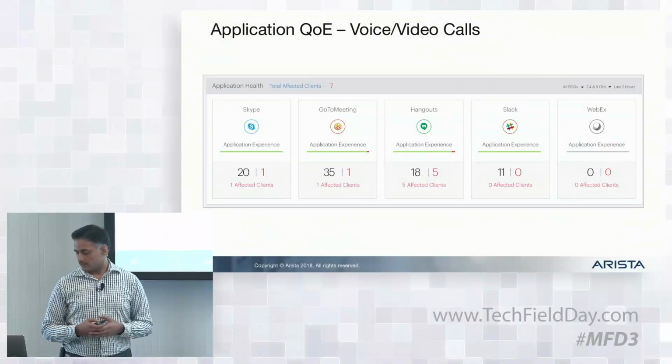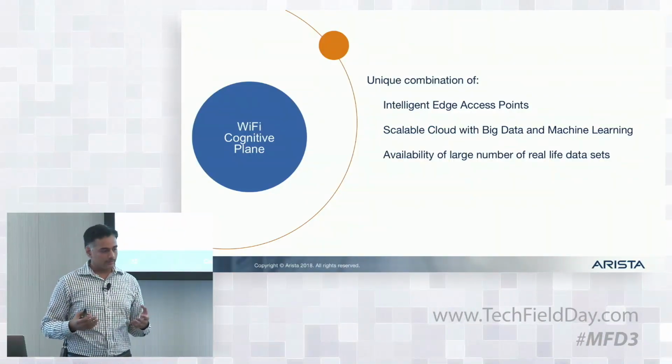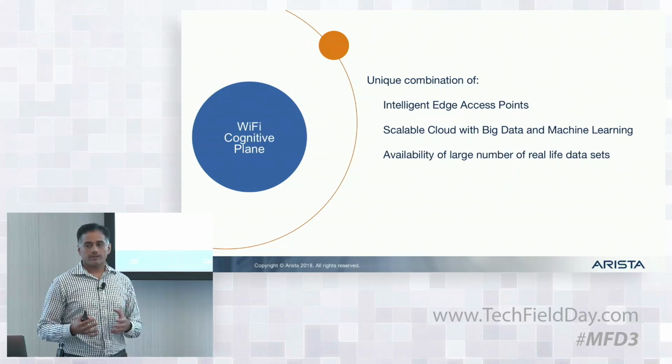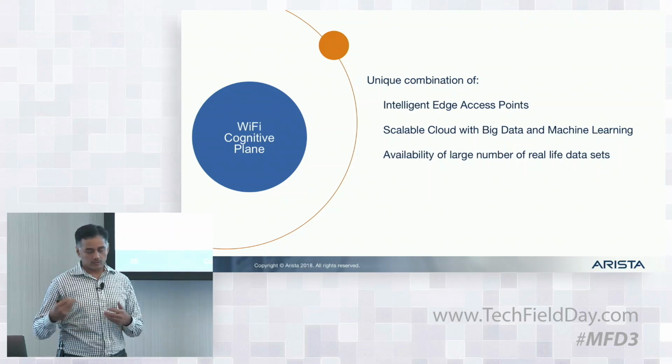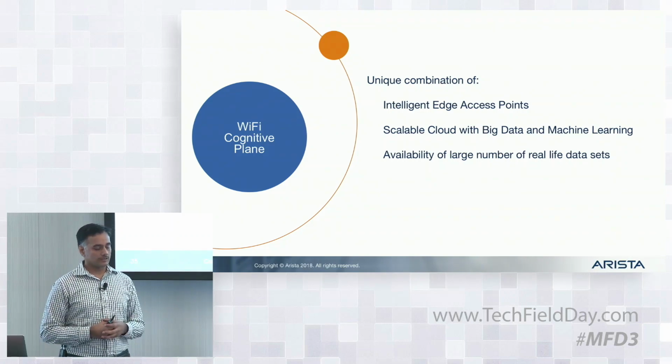So this is just an example of the kind of features we can build with the powerful platform we have built. And so, concluding, I think the Wi-Fi cognitive plane fits nicely into Arista's broader cognitive management plane. It's a unique combination of intelligent edge access points, the big data in the cloud, as well as access to real customer data sets to really use machine learning and other advanced concepts.